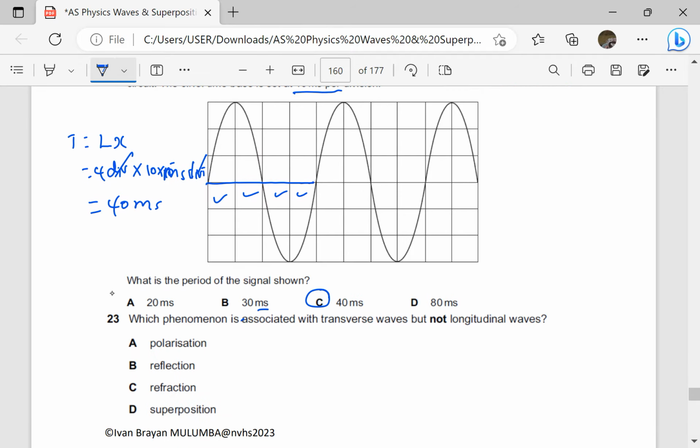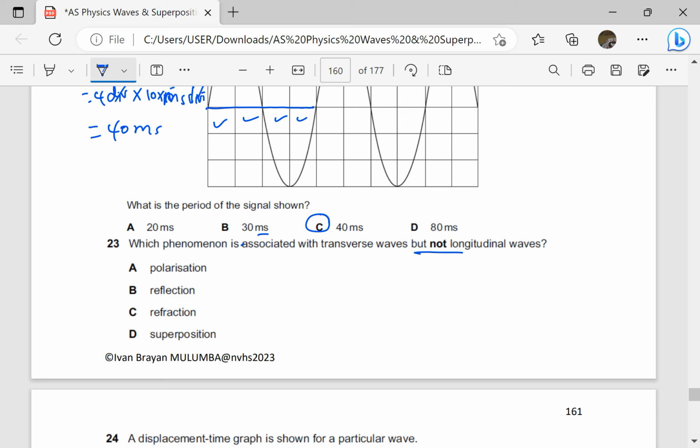Which phenomenon is associated with the transverse waves but not longitudinal waves? Polarization is the most important phenomenon here, which distinguishes transverse waves from longitudinal. Because longitudinal waves have their particles vibrating in the same plane as the direction of propagation of energy, they cannot undergo polarization.